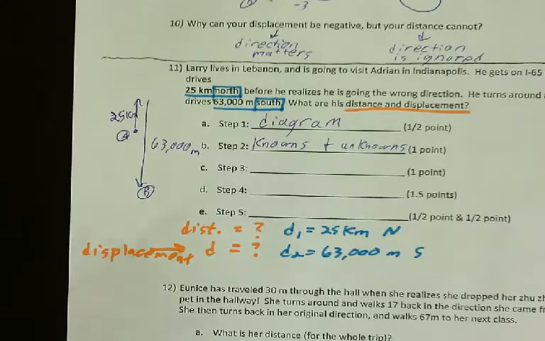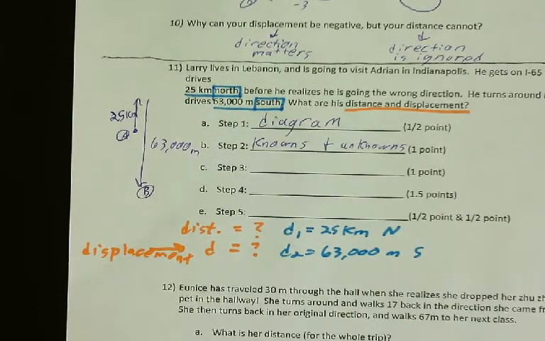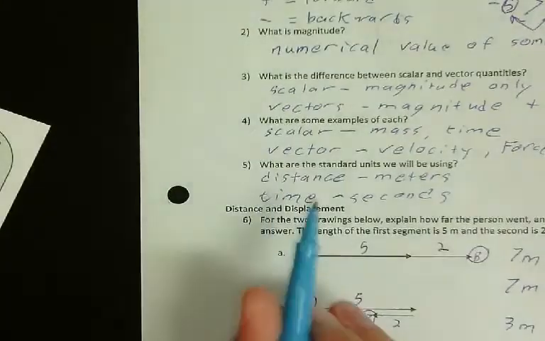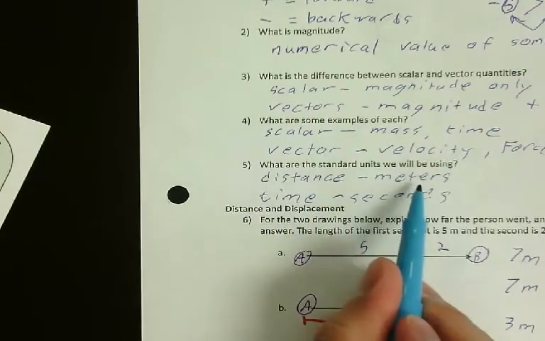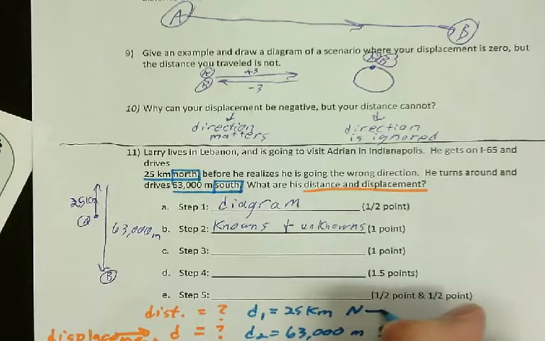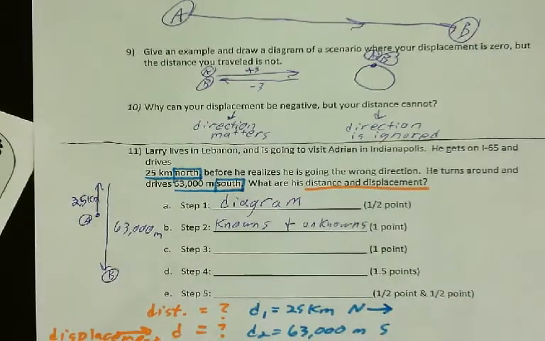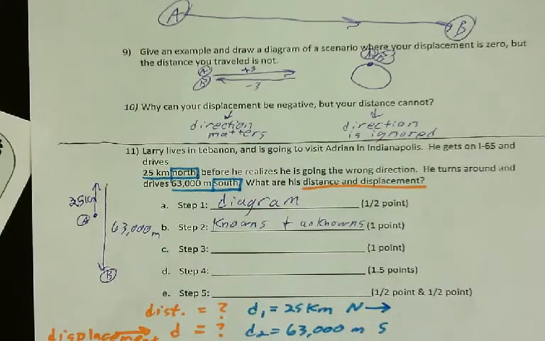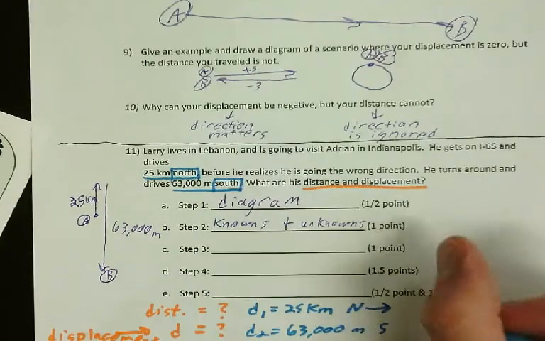Can anyone see a problem? There's a problem here. William, what's the problem? They're not the same. Yeah, they're not in the same unit. We need to have meters for our unit. So I'm going to turn 25 kilometers into meters. I remember that there are 1,000 meters, so 10 to the third meters, in 1 kilometer. So for every kilometer I should have 1,000 meters. So multiply 25 by 1,000.